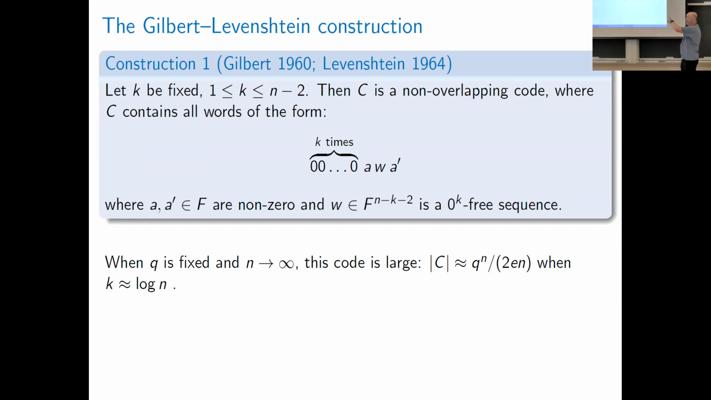Okay, so these things are big. So q to the n, that's the number of all code words. So you're saying basically about a constant over n of all code words, at least when n is large compared to k, can lie in a non-overlapping code. So they're big.